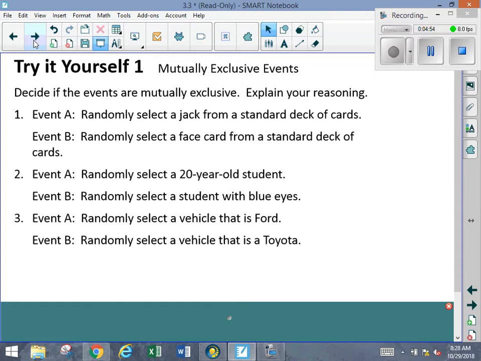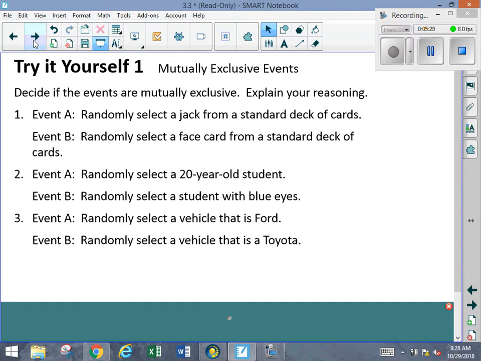Event A, you randomly select a jack from a standard deck of cards. Event B, you randomly select a face card from a standard deck of cards. Are those two things mutually exclusive or not? Well, because a jack is a face card, if you pull a jack, then you have indeed pulled a face card, in which case those two things do overlap.